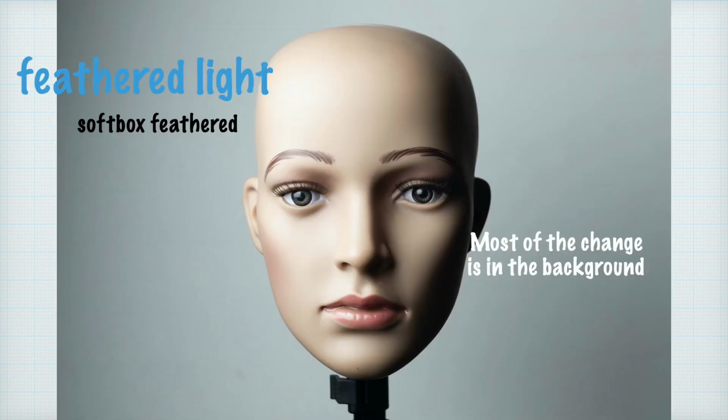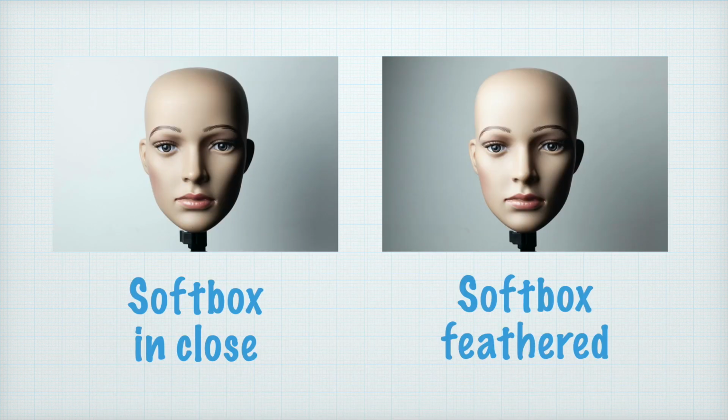Next, I feathered the softbox. That is, I turned it more towards the camera instead of being pointed straight at the face. This mostly has an effect on the tone of the background in this photo with no fill light. More on that in the next section on contrast.